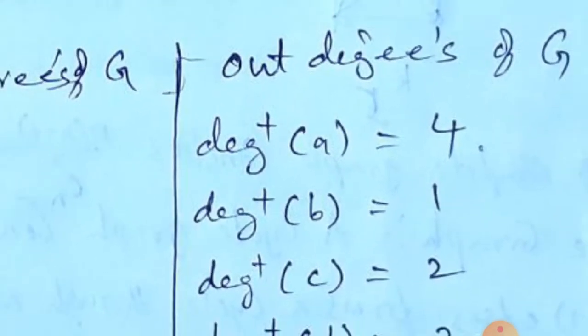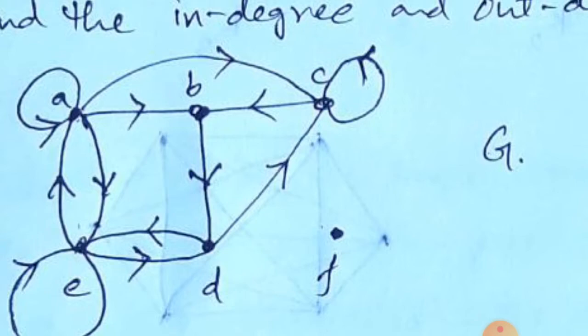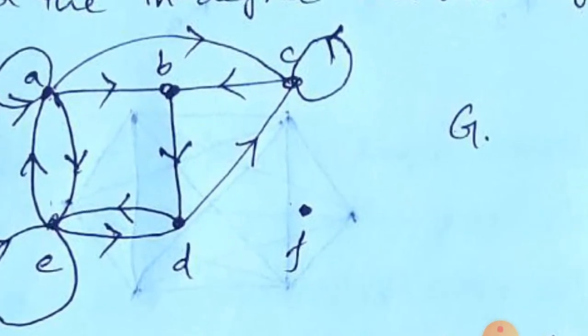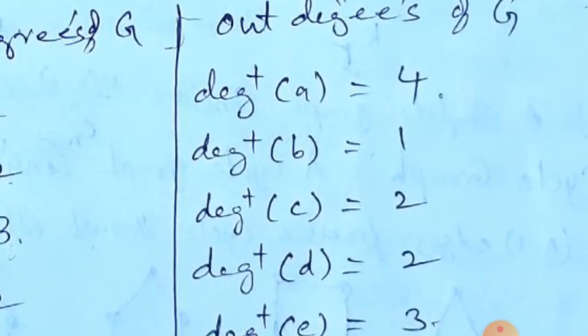Now observe, the out degree of B is 1. Observe the vertex B: how many arrow marks are going from B? Only from B to D there is an arrow mark going out from B, so the out degree of B is 1. The remaining two edges are coming towards B, so only one edge is going out, and degree plus of B is 1.